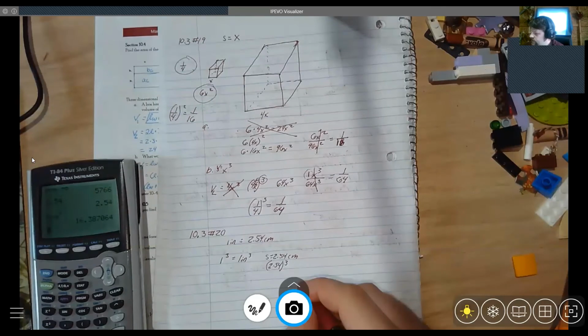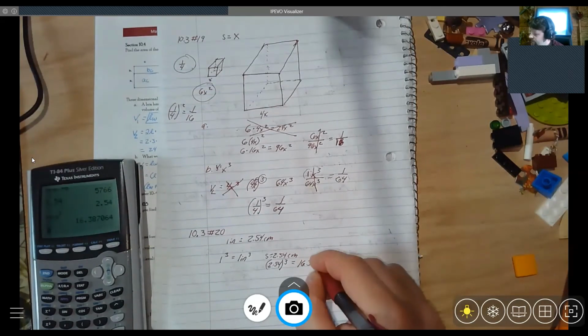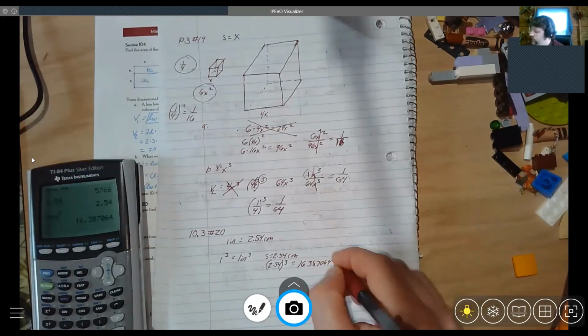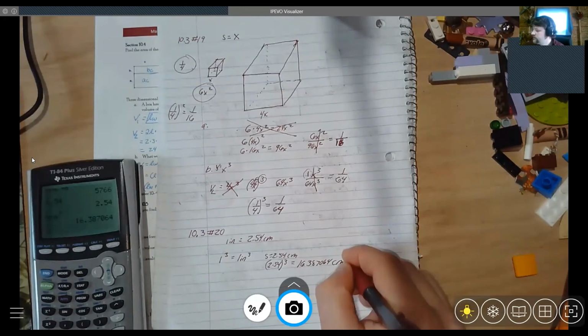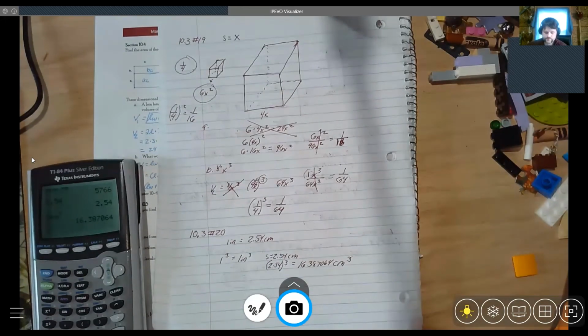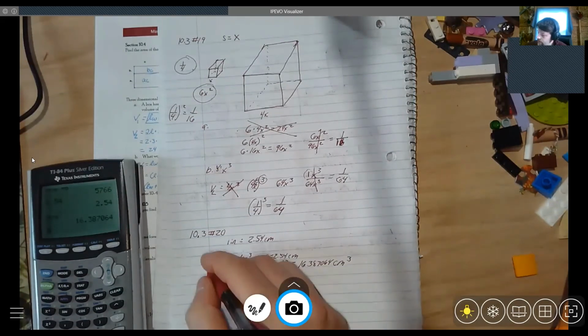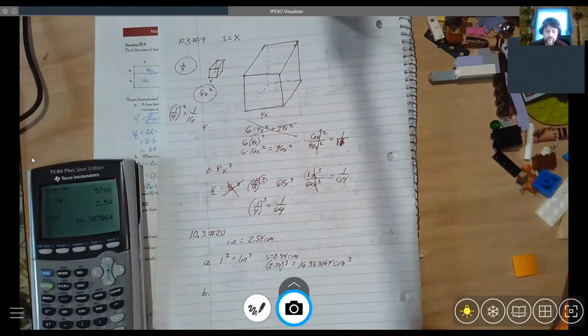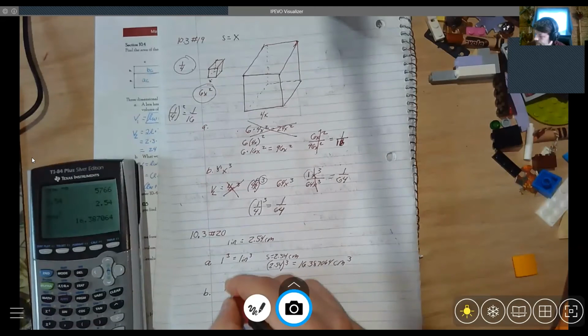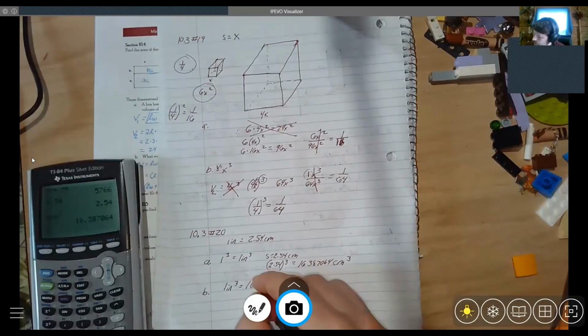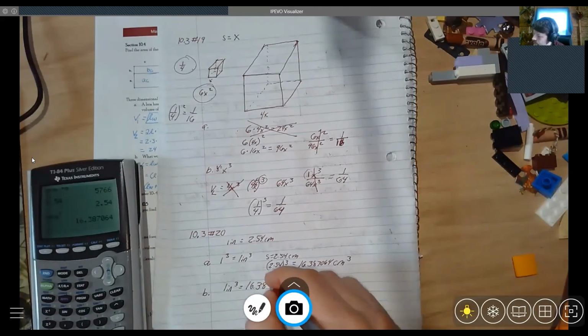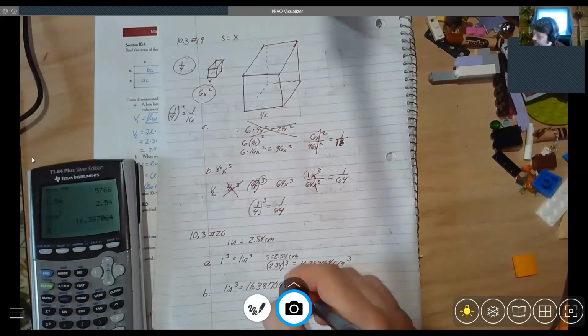And so that's 16.387064 cubic centimeters, which is the same as 1 cubic inch. And then part B, so that was part A. Part B, 1 cubic inch is how many cubic centimeters? So that's basically asking the same thing. 16.387064 cubic centimeters.